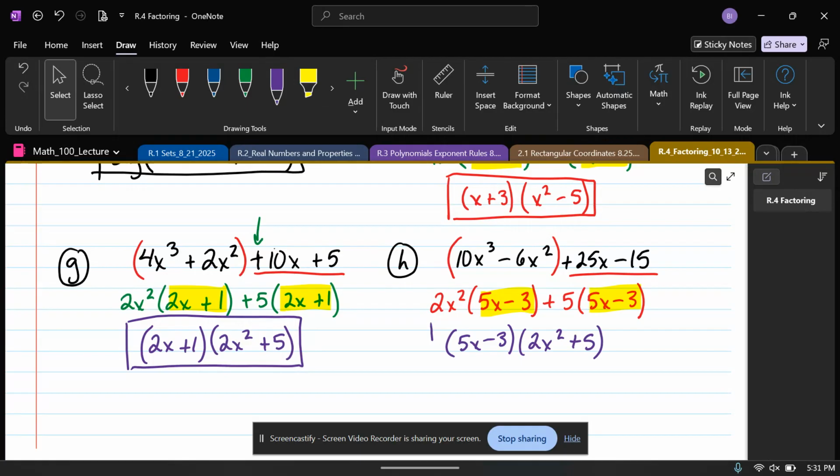If you like writing 2x squared plus 5 in the front and then a 5x minus 3 in the back, that's fine. I just do it this way because my brain will not do it a different way after 33 years of doing it. Okay. Questions about grouping?